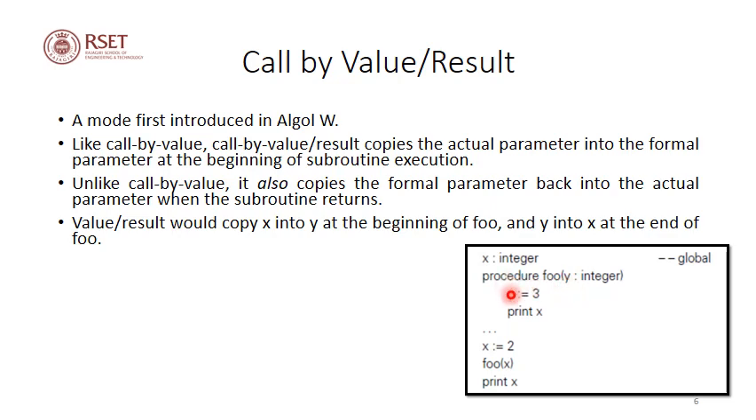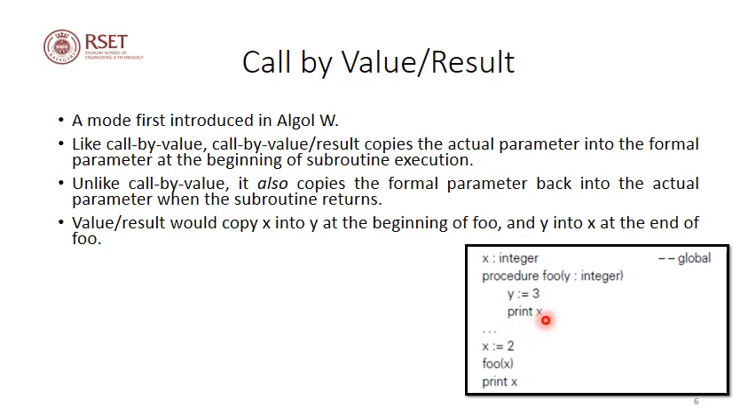Then within the body of foo, the y value is reassigned to 3. Then we have a statement called print x. Now, recall that in call by value result, the value of the formal parameter will be copied back to the actual parameter only when the function returns. Until then, nothing of that sort will happen. Therefore, the value of x will still be 2, and this statement print x will be printing the value 2.